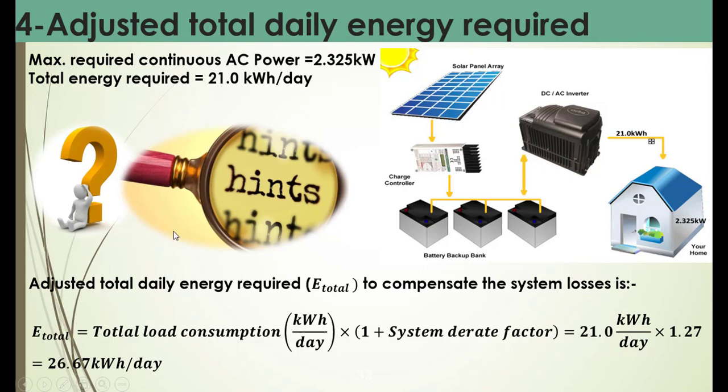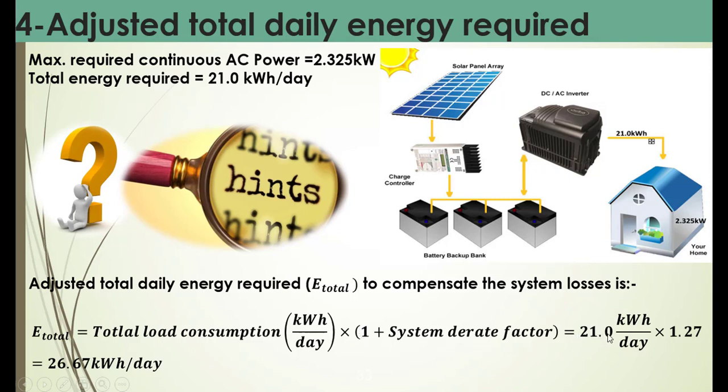So as we see, we are starting our calculation from the appliances, or from the home, towards the solar modules. So the adjusted total daily energy required, after we take into consideration the overall derating factor, will be equal to total load consumption kilowatt hour per day multiplied by 1 plus system derate factors.